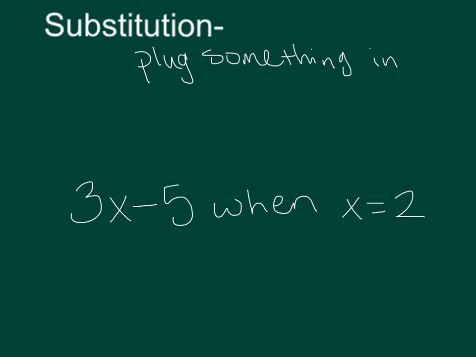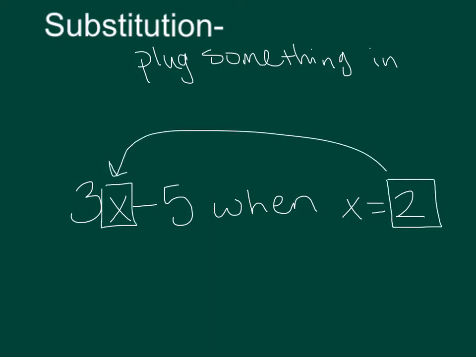So for instance, 3x minus 5 when x equals 2, what you're doing is you're taking this 2 and you're putting it in for the x. So this is really 3, and instead of the x, we're replacing it with the 2, minus 5. So we're just replacing it, we're substituting it. So 3 times 2 is 6 minus 5, which is 1. Okay, so that's what we're going to be doing today with the substitution method.